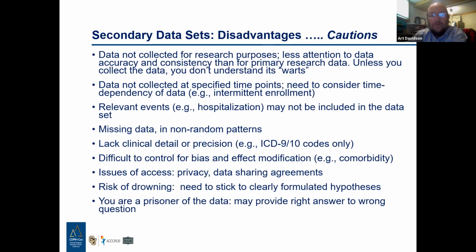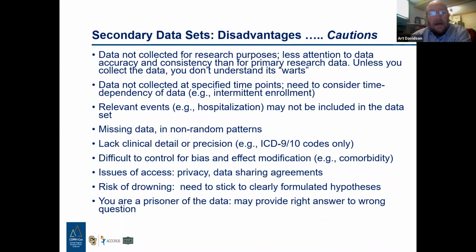They're not always collected for the research purpose that you are looking at. And so therefore there may be some data inaccuracies or inconsistencies for the type of work that you're trying to do. They may not be collected at the proper time points that you might need for your study, rather than your needs. They've addressed some other need that was maybe not considering a time-dependent variable that you might want to study in your research question. There are relevant events that may not be collected in a specific data set that you'd like to have. You might have almost everything, but for instance, in this circumstance, some data sets will not have hospitalization, so that would be something you would be missing.